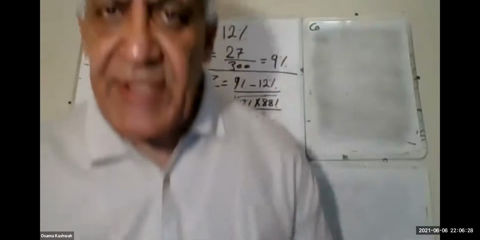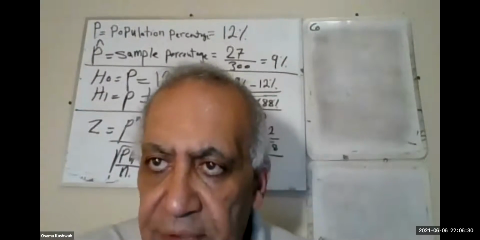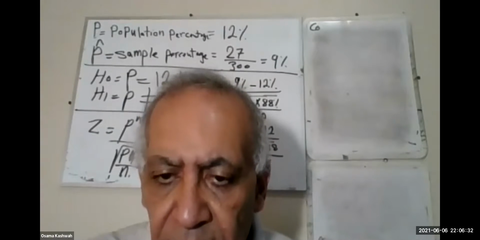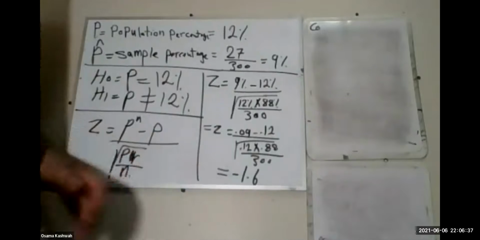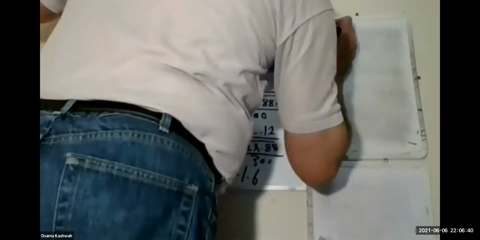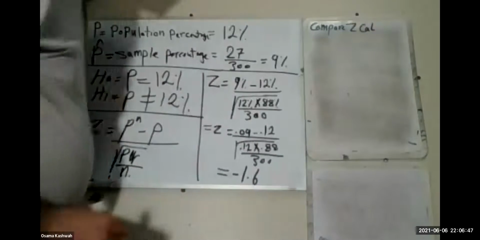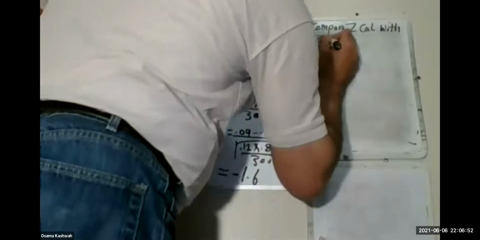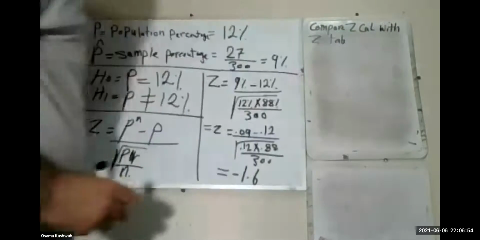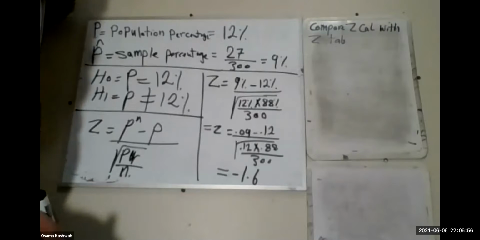Am I sharing the screen or not? Perfect. Now we will compare. We finish it like this. We will compare Z calculated with Z tabulated. TAB means tabulated, CAL means calculated. We will compare Z tabulated with Z calculated.